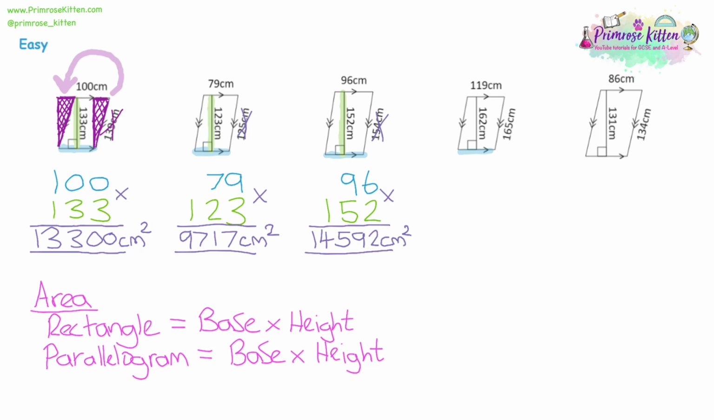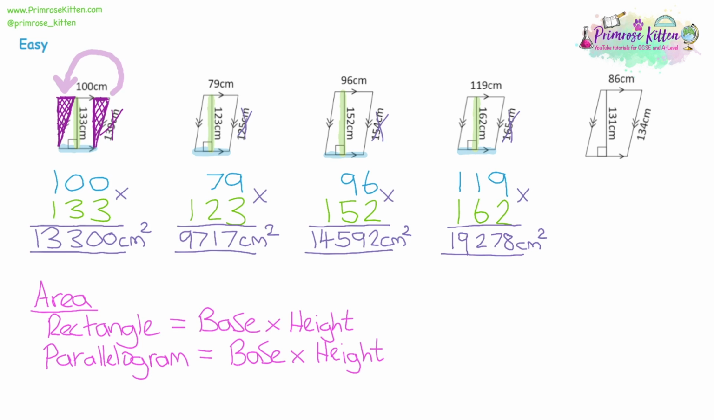Question 4, we have a base, which will be 119 centimetres. We have a height at a right angle to the base, which would be 162 centimetres. We have a third measurement we're going to ignore, which is the 165. That's not at a right angle to anything. And we're going to multiply those two numbers together. So 119 multiplied by 162 will give us 19,278 centimetres squared.